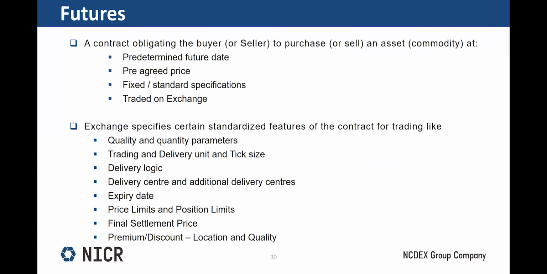So, going into a little bit more detail, it is a contract obligating the buyer to purchase and the seller to sell the commodity at a predetermined future date at a pre-agreed price. Because it's futures, it has fixed standardized specifications, and is definitely traded on an exchange as we talked about. The contract will have the quality and quantity parameters. It will have the trading and delivery unit and the trade size, and the tick size, that is, at what price the contracts can move.